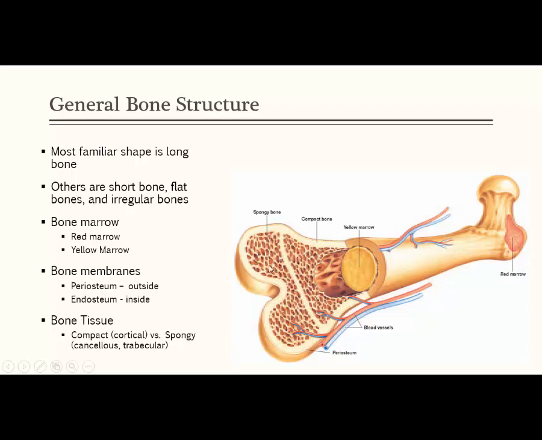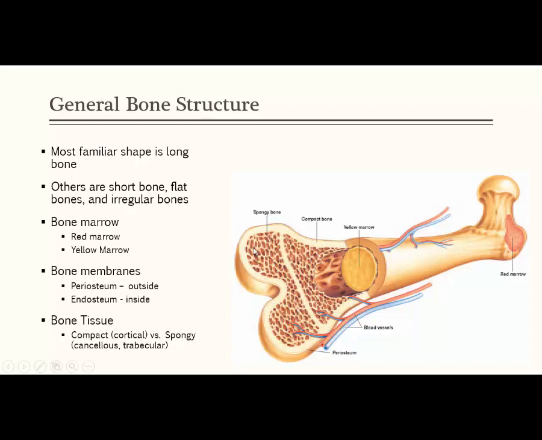Inside of the long bone are two kinds of marrow. There's red marrow, and red marrow is largely within these cavities in spongy bone. And there is yellow marrow, which is largely contained within the central cavity of the long bones. There are membranes. There's a membrane on the outside of the bone that's called the periosteum, and there's a membrane that lines the inside of the bone and of each little bony cavity, and that is called the endosteum.